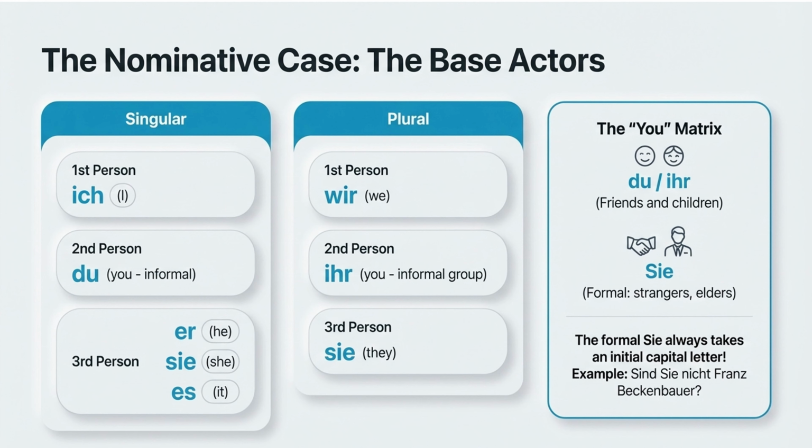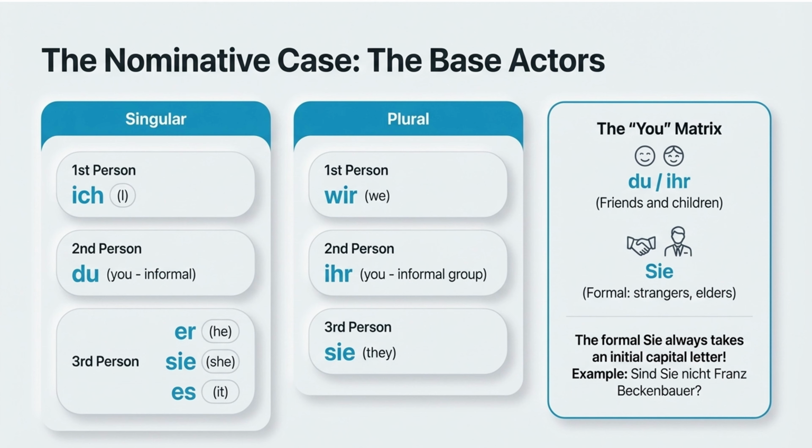Now let's understand the nominative case. This is the most basic form of pronouns. The base actors. In the nominative case, pronouns act as the subject of the sentence, the one doing the action. Look at the chart. For singular, we have ich for I, du for informal you, and the third person, er, which means he, sie, which means she, and es, which means it. For plurals, we have wir for we, ihr for informal you for a group, and sie for they.